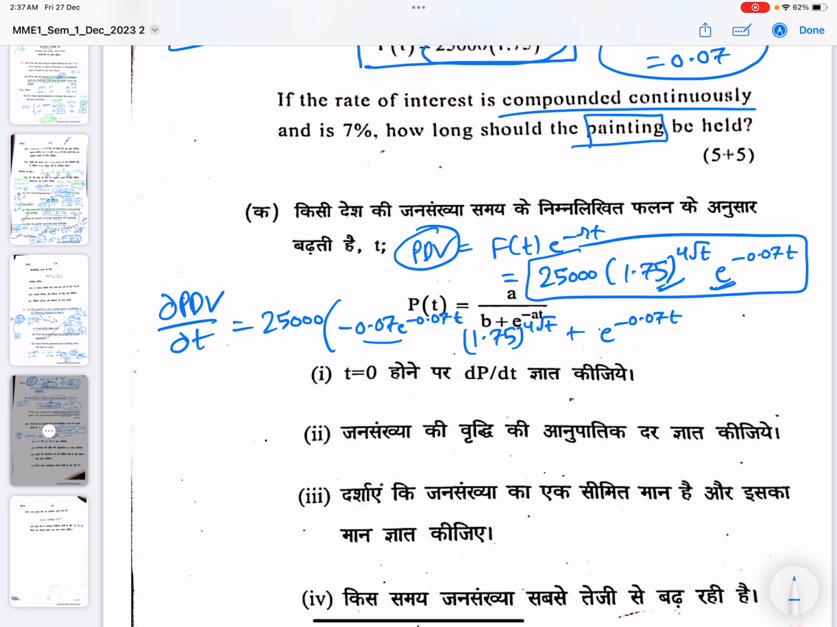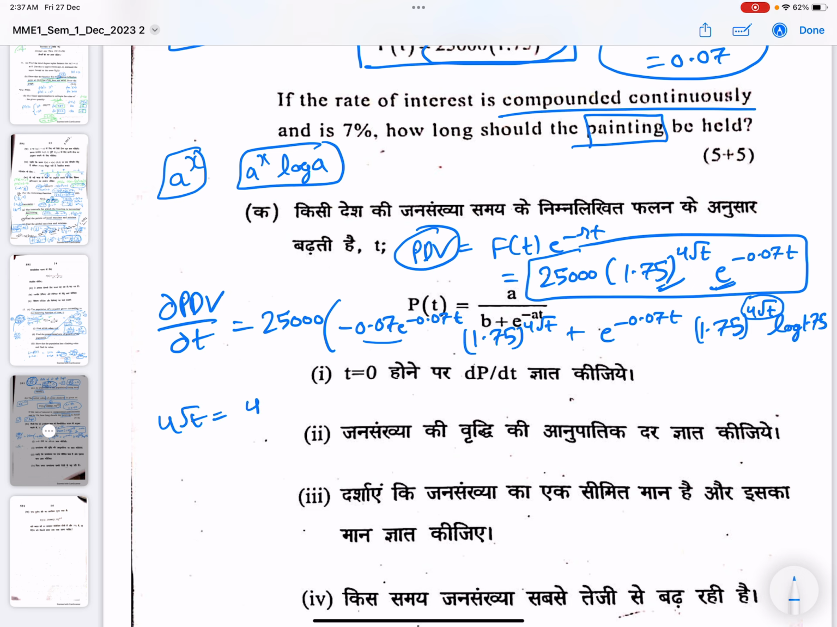The derivative of a^x is a^x log a. So the derivative of 1.75 to the power 4√t would be 1.75 to the power 4√t into log 1.75 into the derivative of 4√t. The derivative of 4√t with respect to t would be 4 into half t to the power minus half, so this is 2 by √t. So into 2 by √t. So this would be the final value.